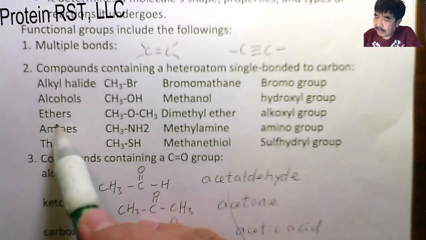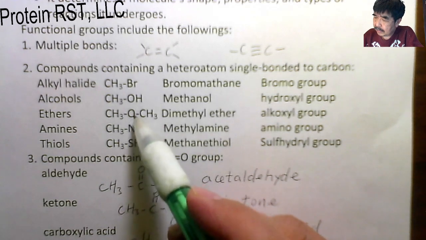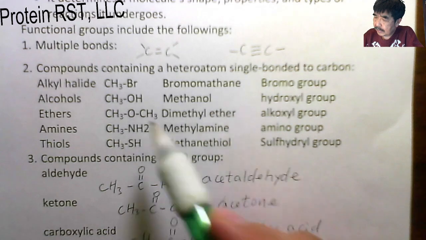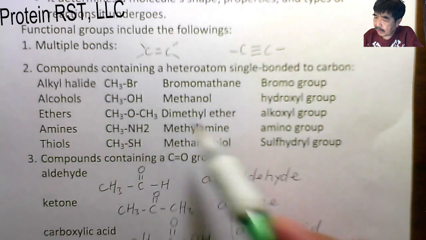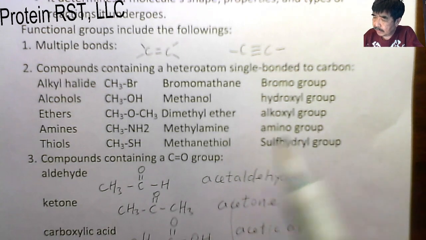Next category is the ethers. Ethers have oxygen bonded to two alkyl groups. The oxygen plus the alkyl group is called the alkoxy group. This functional group is the alkoxy group.